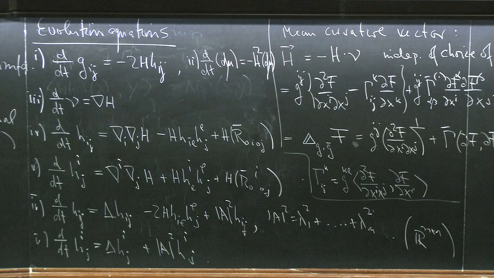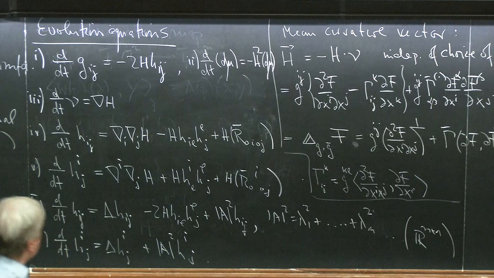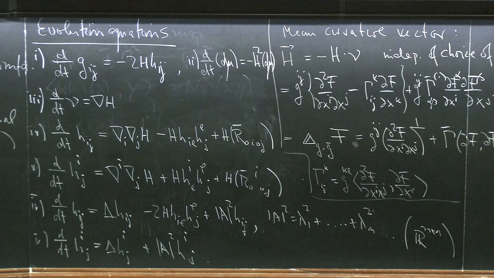This is going to be our toolbox, because these equations tell us how all the interesting geometric quantities along the flow change: the metric, the normal, the second fundamental form, the Weingarten map. Once you know these formulas, you can compute everything else.